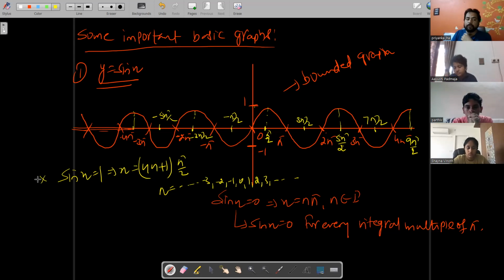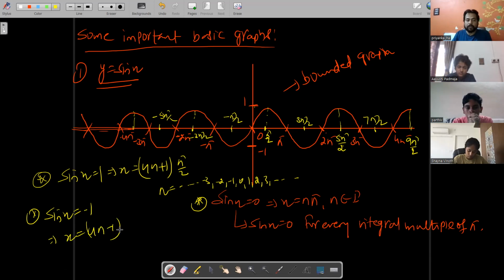So these are the important points that you need to remember. Sine x becomes 1 at every (4n plus 1) pi by 2 value. And the third point is if sine x is minus 1. So you can see 3 pi by 2, 7 pi by 2, minus pi by 2, and like that. So x will take the value (4n minus 1) pi by 2. N can be any integer. Put it here and you can cross check. Note it down.